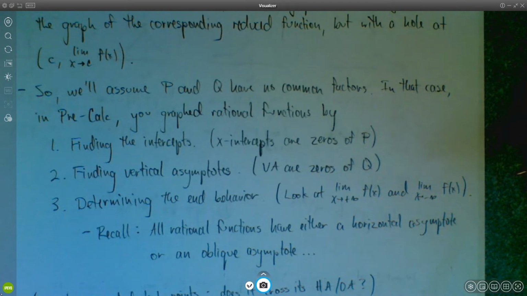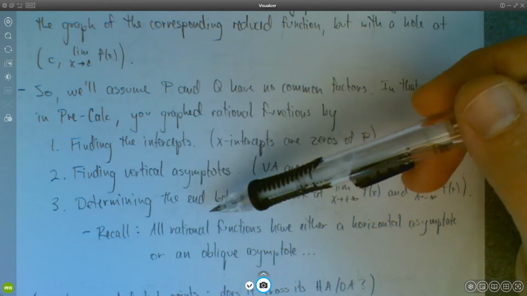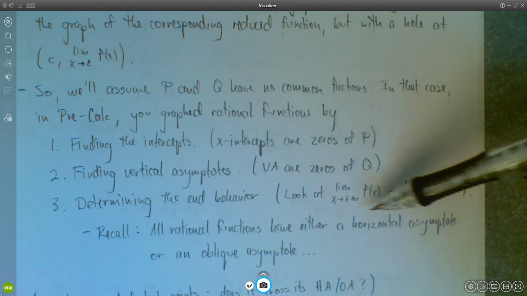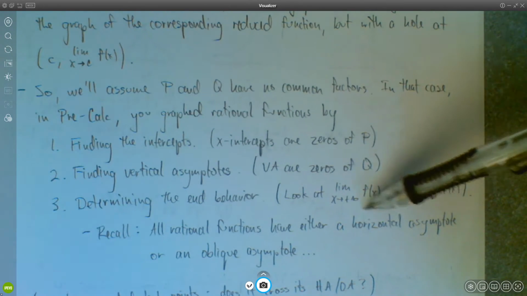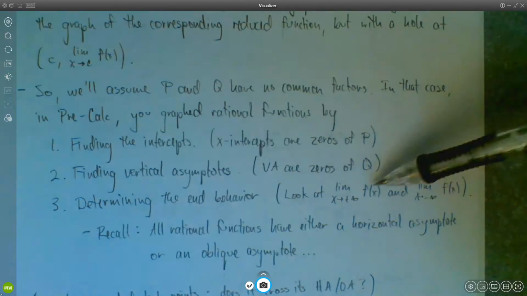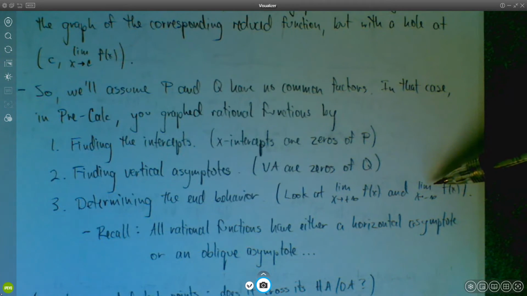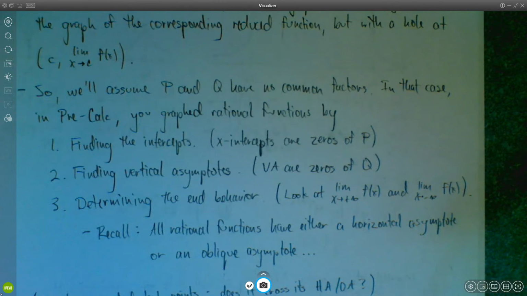And what that end behavior tells us is what kind of asymptotic behavior we have. Not all rational functions have vertical asymptotes, but all rational functions do have either a horizontal asymptote or an oblique asymptote, right? A horizontal asymptote you find when you take the limit as x approaches infinity or negative infinity of the function. If you approach some finite value, well, that's just a horizontal asymptote, right? And so the function has a horizontal asymptote.